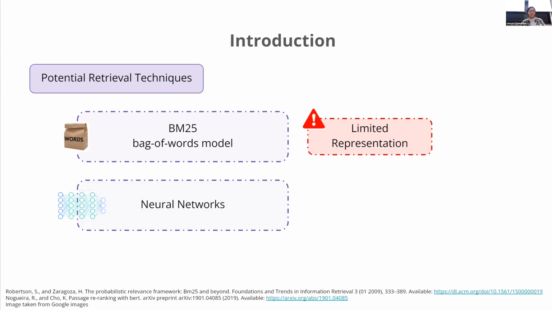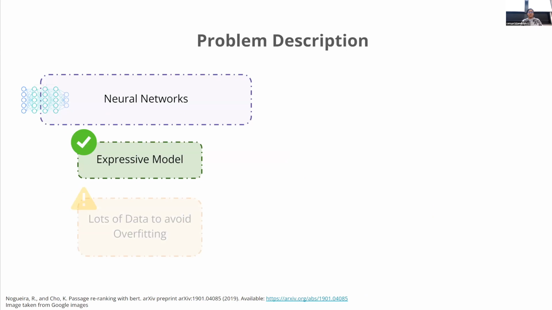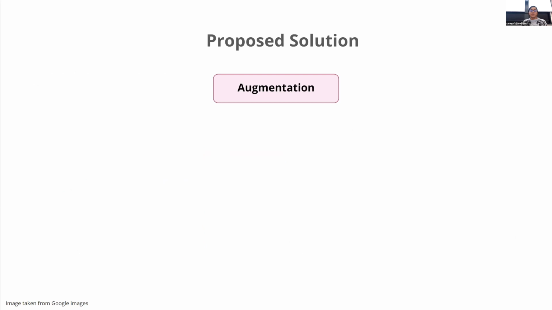The other way to do information retrieval is using representational neural networks. And this is able to express the problem much better. However, neural networks require a large amount of data to avoid overfitting. And in a real world scenario, the amount of data available is highly limited. And this is the exact problem that we are trying to solve through our project.